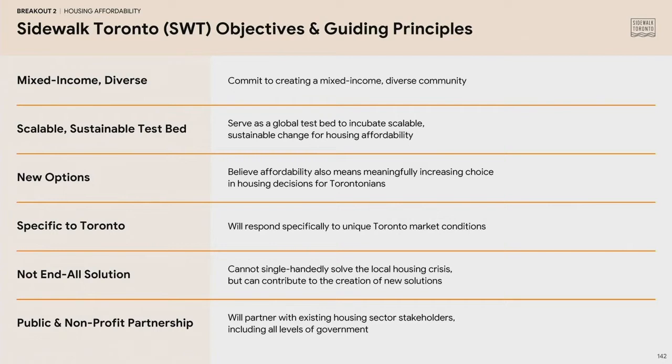I wanted to go over our objectives and guiding principles. The first is really important. We believe in a mixed income and diverse community, and that is something that has been a Sidewalk core principle since even before we started looking at this project in Toronto. We believe that mix of income should be across the entire community, and it should be at the building level. Now, every building will have a different mix of affordability in it, but there should be buildings that have deep affordable, middle income, and market rate all combined.